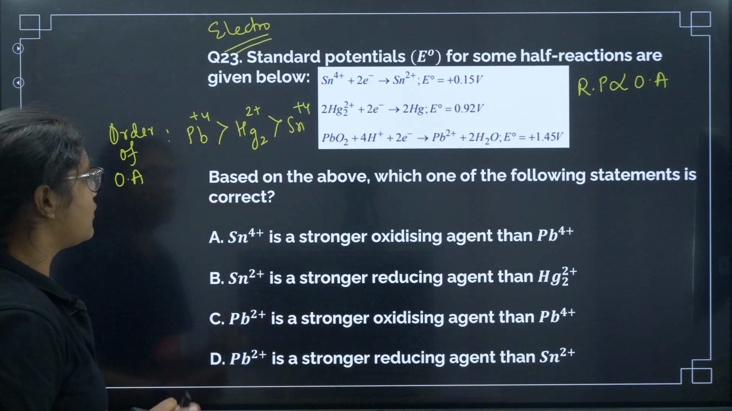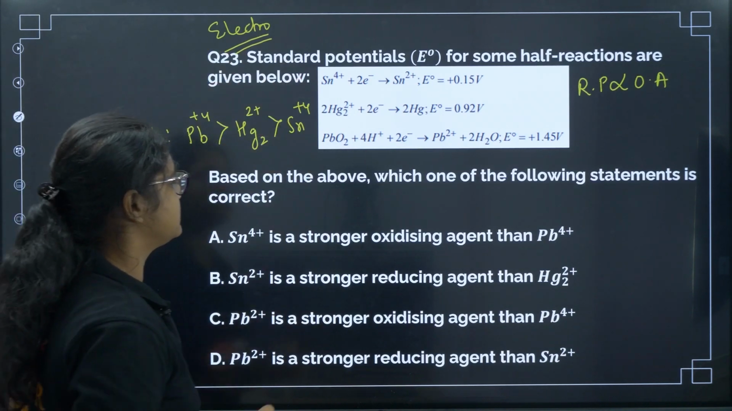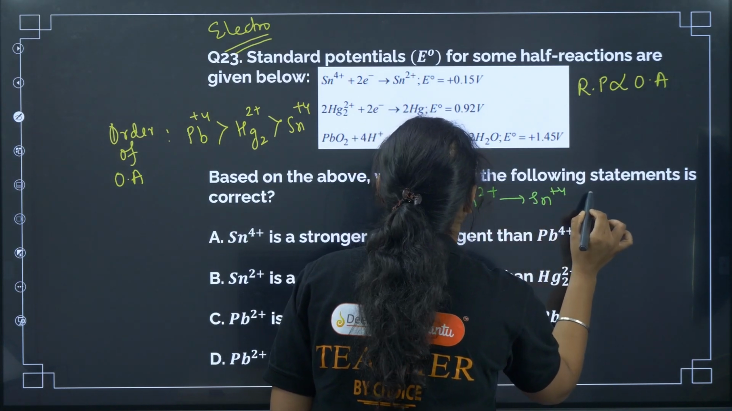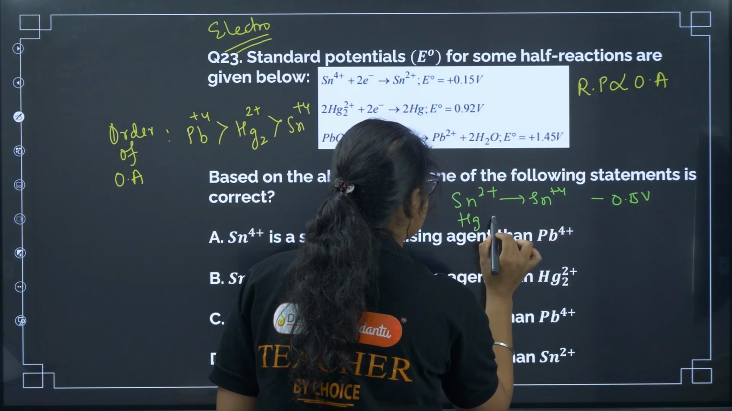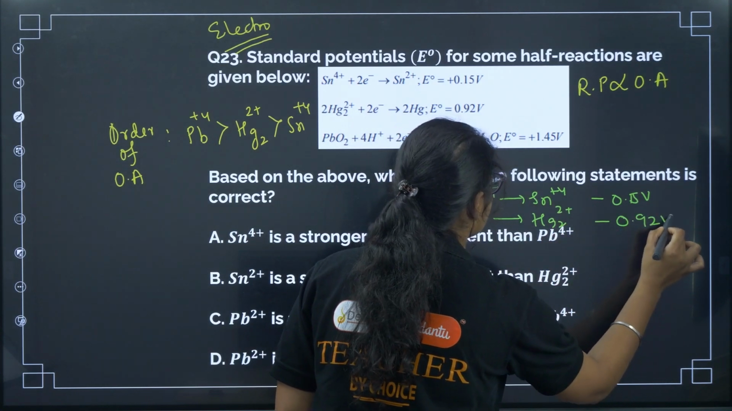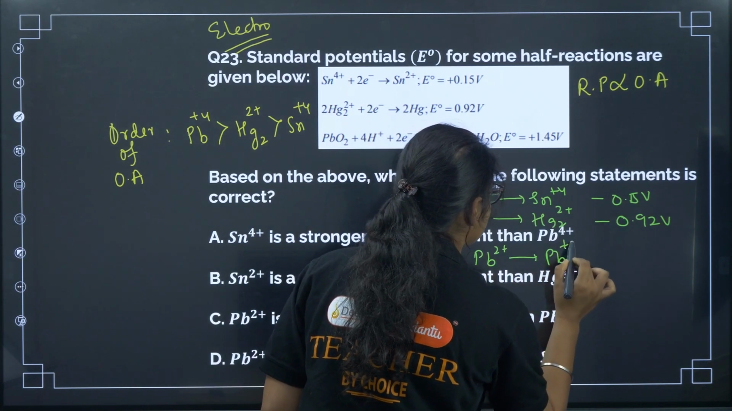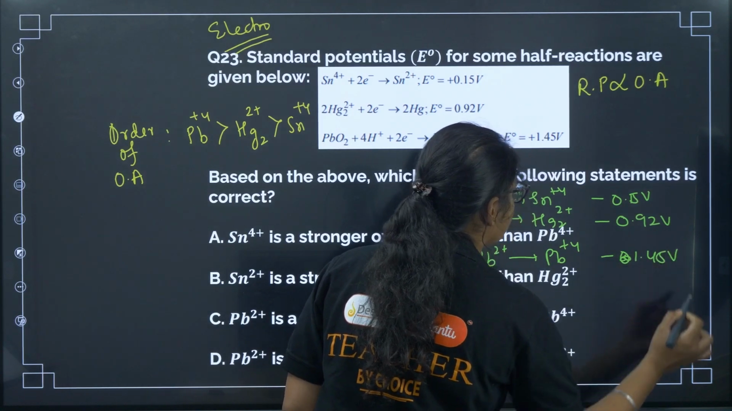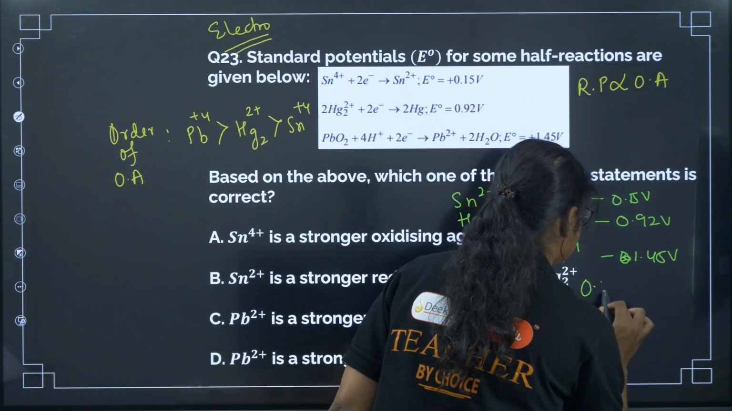Okay, now if I want to write their oxidation potentials, right? So if I want to write the oxidation potential of these 3, then what will that be? Sn2+ getting converted to Sn4+, and the value will be minus 0.15 volt. Now if I write for this one, Hg getting converted to Hg2 2+, so this value will be minus 0.92 volt. And if I want to write the next one, Pb2+ getting converted to Pb4+, the value here will be minus 1.45 volt, right?